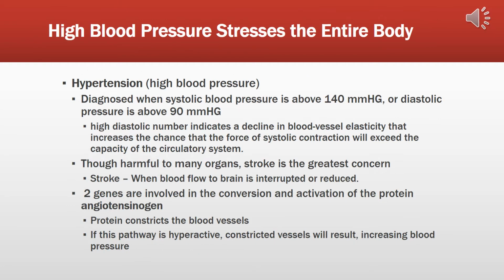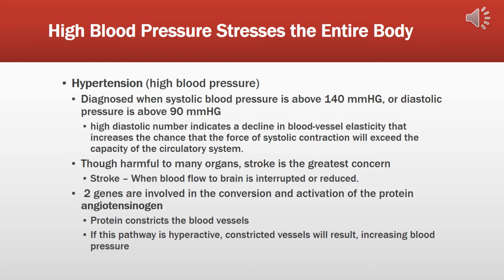High blood pressure stresses the entire body, and the more technical term for high blood pressure is hypertension. This is diagnosed when the systolic blood pressure is above 140 millimeters of mercury, or the diastolic pressure is above 90 millimeters of mercury. A high diastolic number indicates a decline in the elasticity of blood vessels, and that increases the chance that the force of systolic contraction will exceed the capacity of the circulatory system.